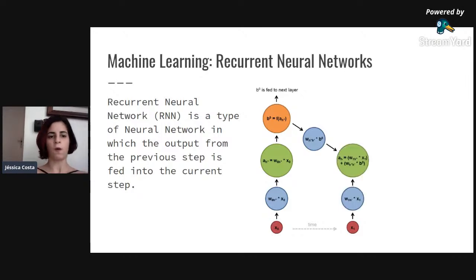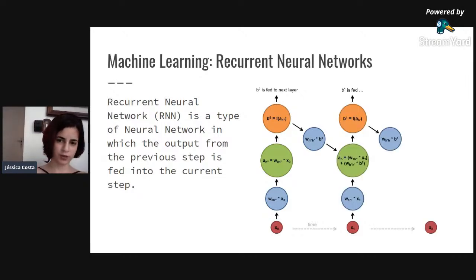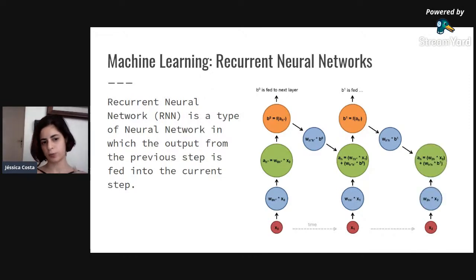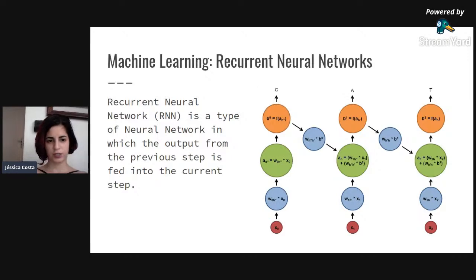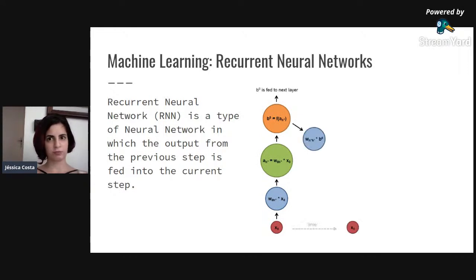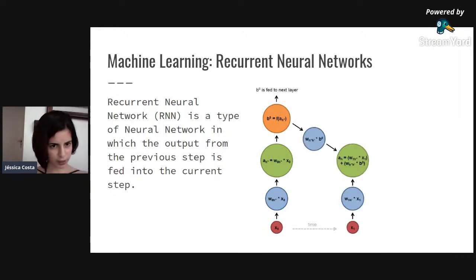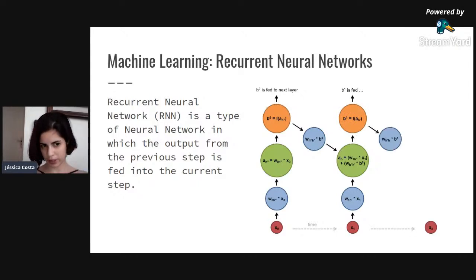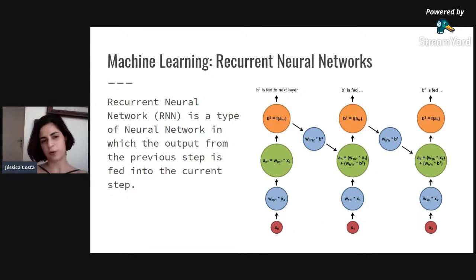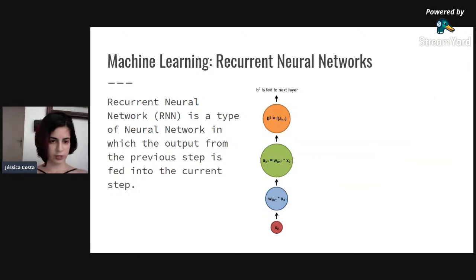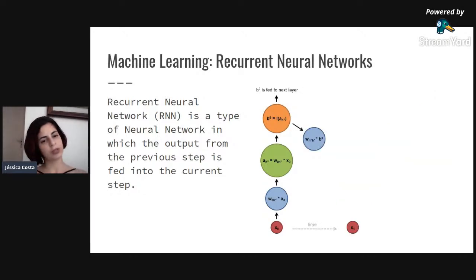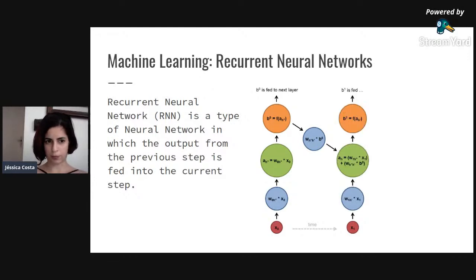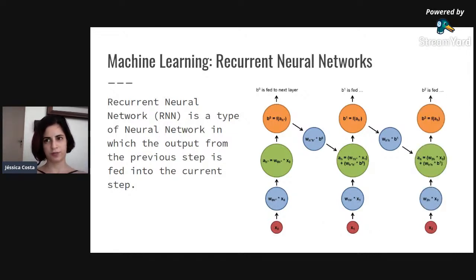Recurrent neural networks, or RNN, are a type of neural network in which the output from the previous step is fed into the current step. When it's a recurrent network, there is a memory. It's a memory in this neural network. In a simple neural network, you don't need this memory of the past, but in the recurrent neural network we have memory. But in recurrent neural networks, we have a specific problem called the vanishing gradient problem.